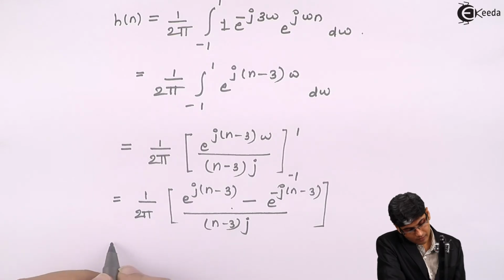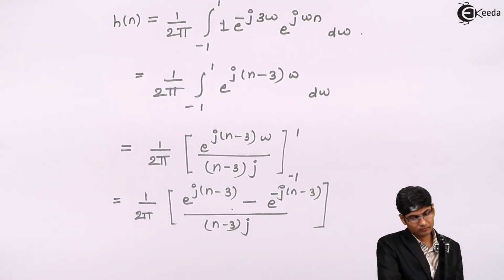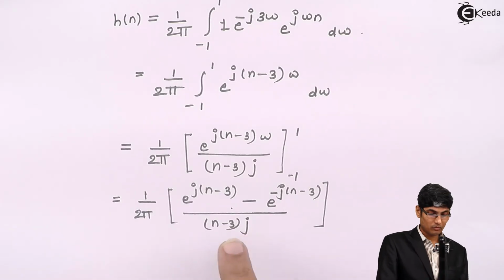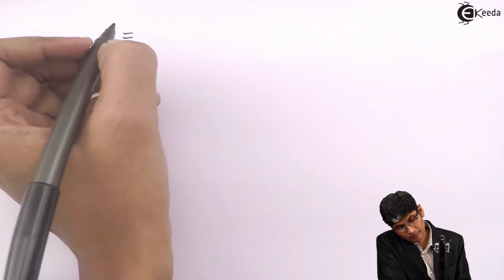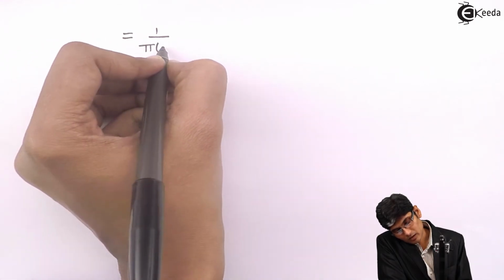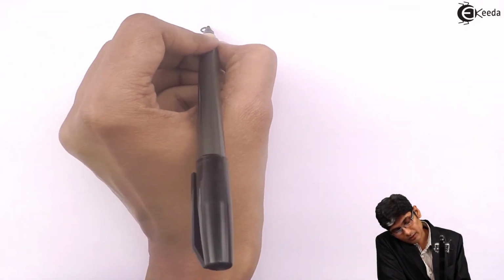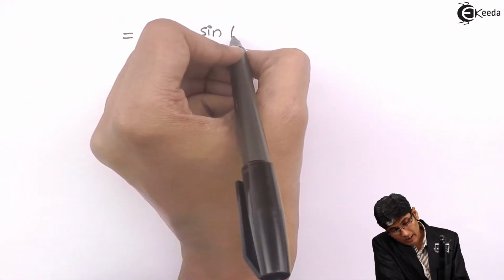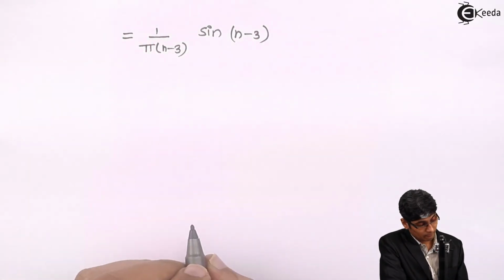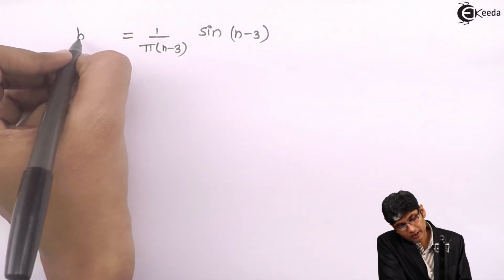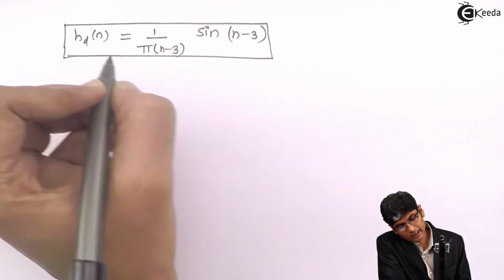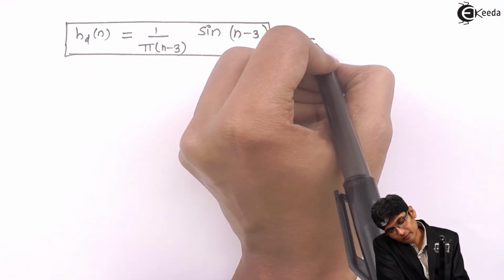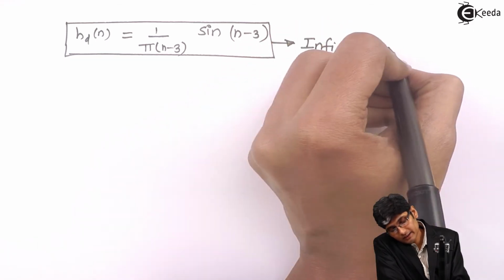So let us take 2 inside with j, pull (n minus 3) common out and make it a sine term. So the next term will be 1 upon pi (n minus 3) into sine (n minus 3). This is my hd of n, which is the output of the second step, and this will be an infinite sequence.